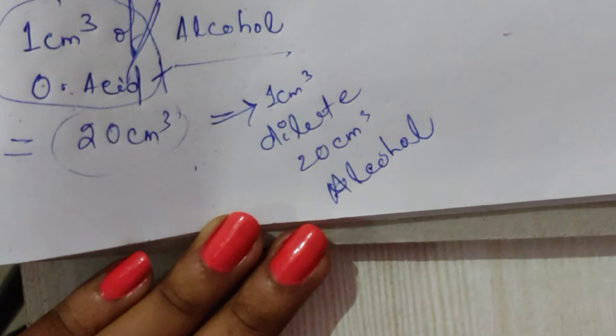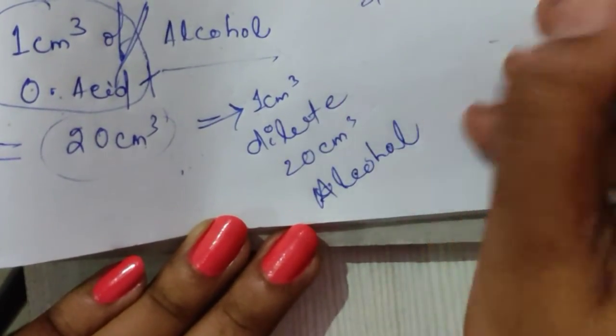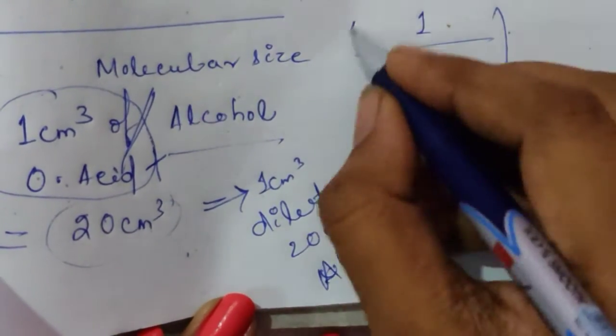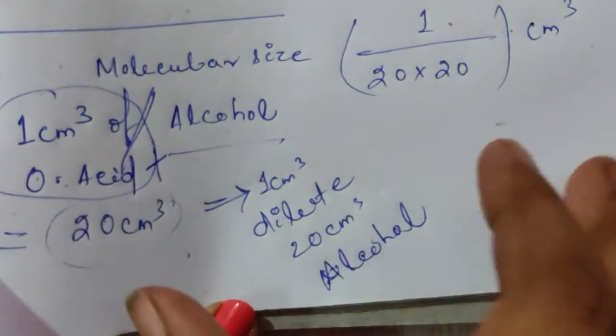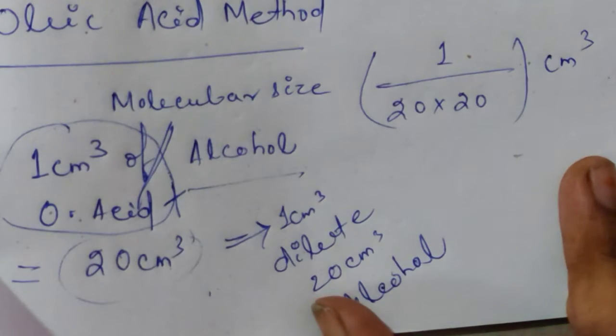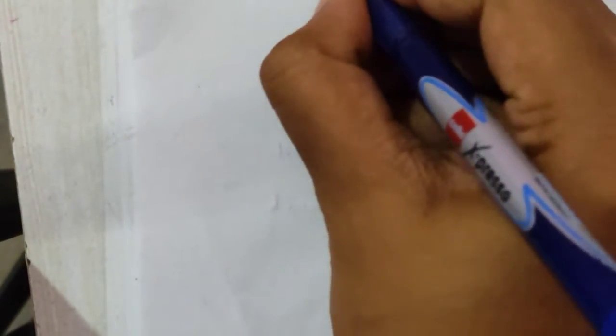So the total concentration of this kind of solution will become 1/20 × 1/20 cm³. This is the main requirement for the measurement of molecular size by this oleic acid method. Now after getting that solution, 1/20 by 20 cm³ of solution, we need some lycopodium powder, which is a very fine powder. We can take any talcum powder, or you can consider chalk dust.